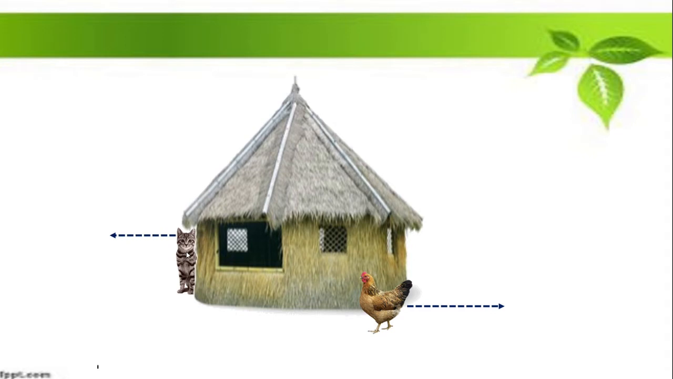Now here the cat is behind the hut. It is on the back side. Can you see? It is behind. Hut के पीछे है. And where is the hen? Hen is in front of the hut. हट के सामने है. झोपड़े के सामने कौन है? This hen है and cat behind है. पीछे है. Isn't it? Okay.